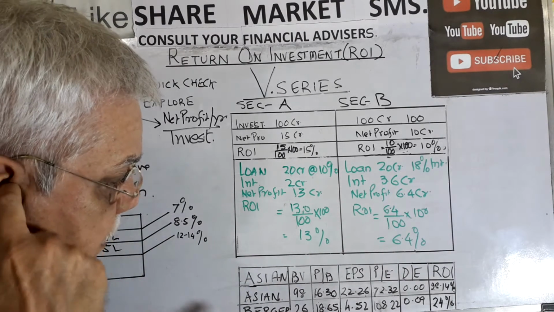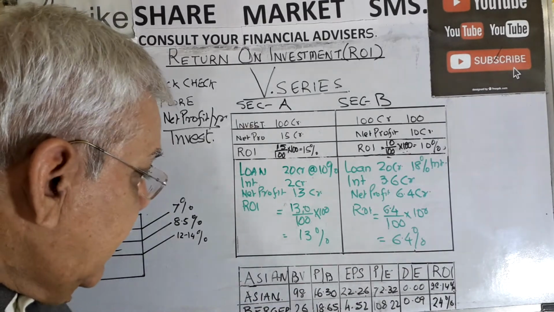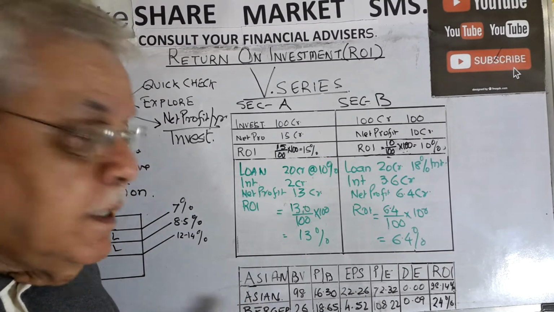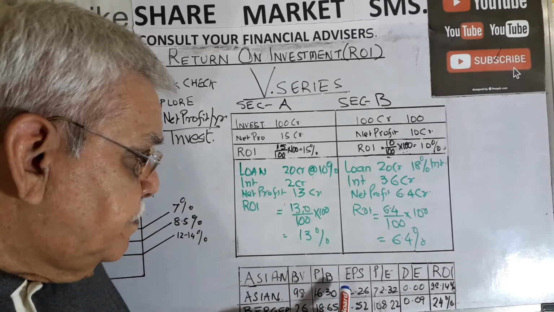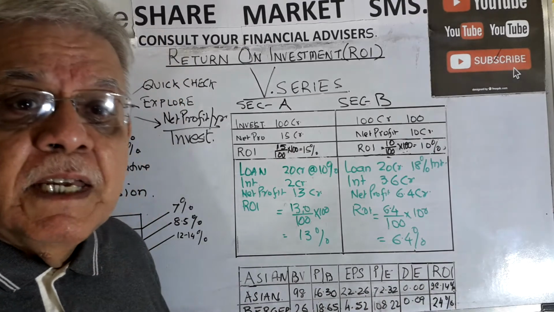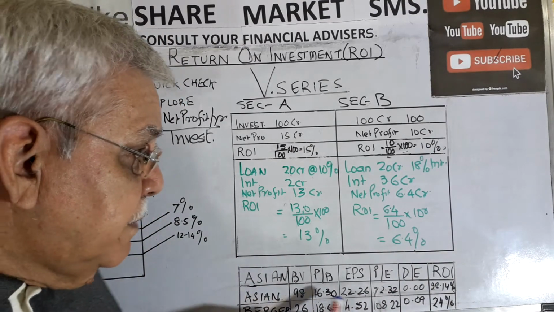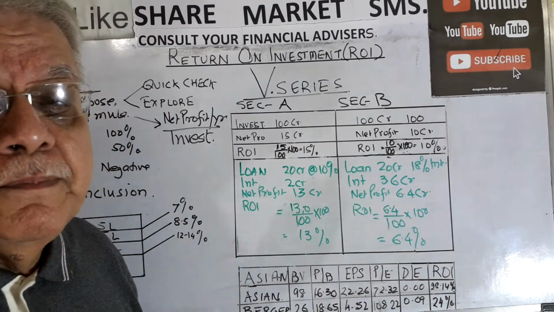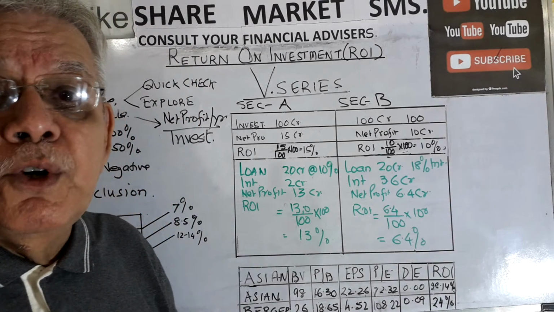Friends, actually we are talking about the Asian paint and varnish industry, and here we see Asian Paints and Berger Paints. We have already seen book value, price to book value, EPS, PE ratio, DE ratio, and today we will be checking return on investment. Friends, in Asian Paints, the return on investment is 28.14%, whereas in Berger Paints the return on investment is 24%.